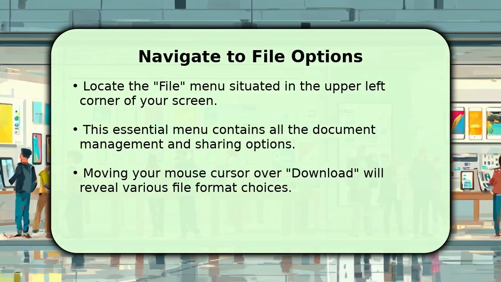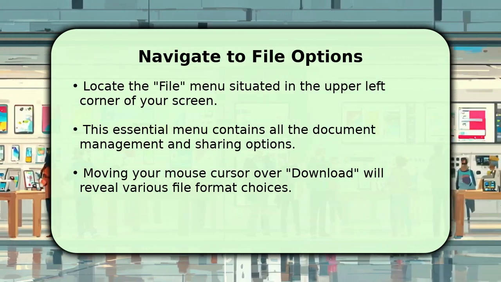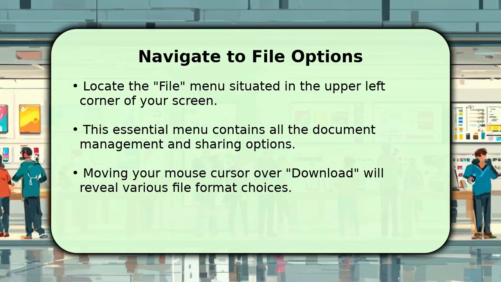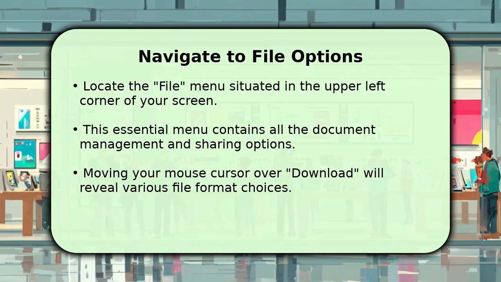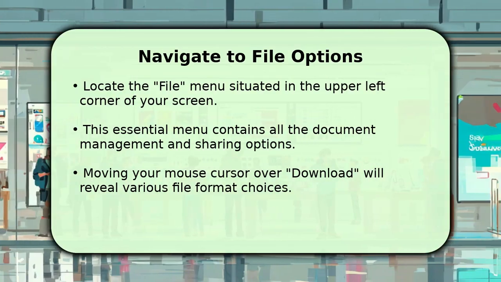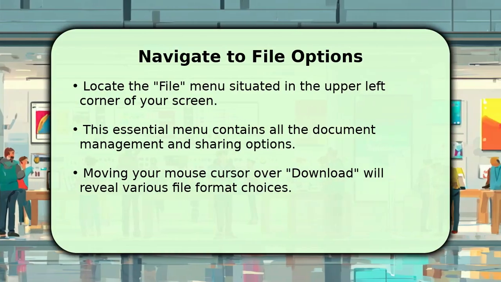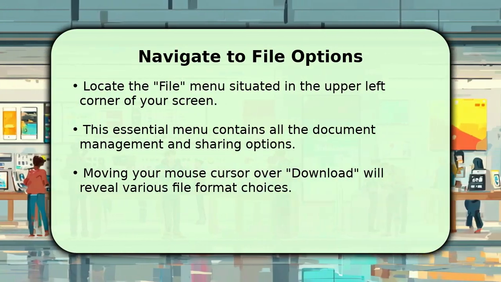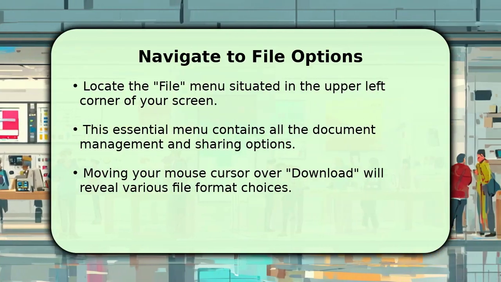Once your document is open, direct your attention to the top left. You will clearly see the File menu there. Click on it to reveal a drop-down list of options. Scroll down the list until you find the Download option, usually located in the middle section. Just hovering over this will show you the available file types, making it easy to see your next step.